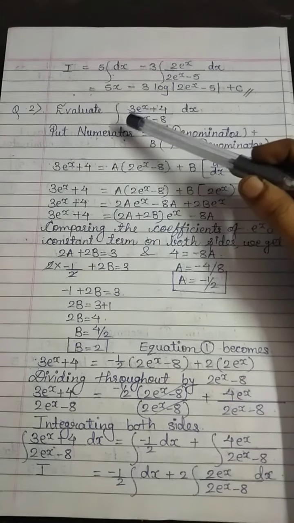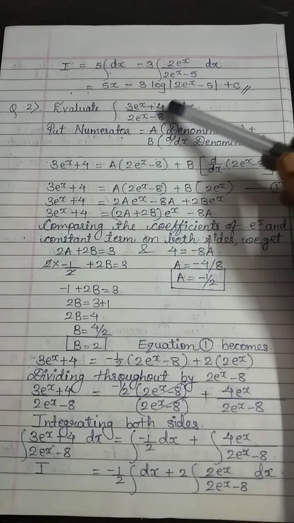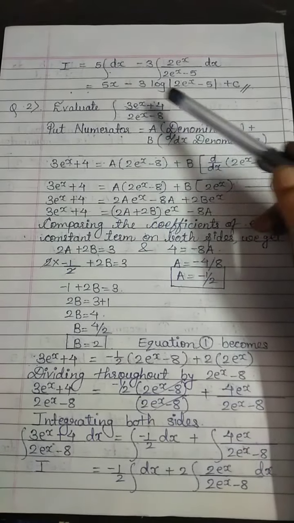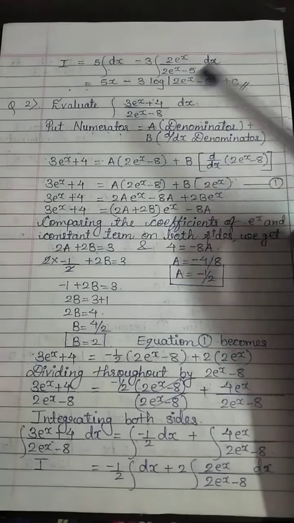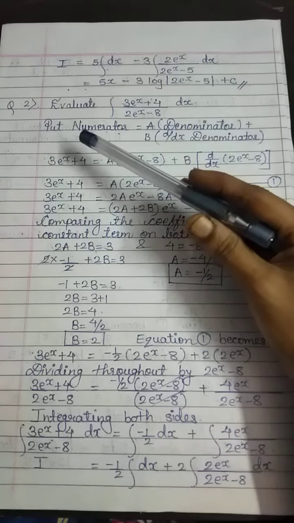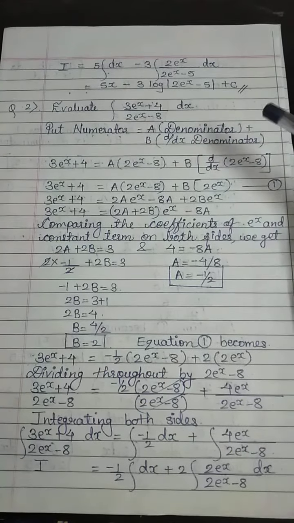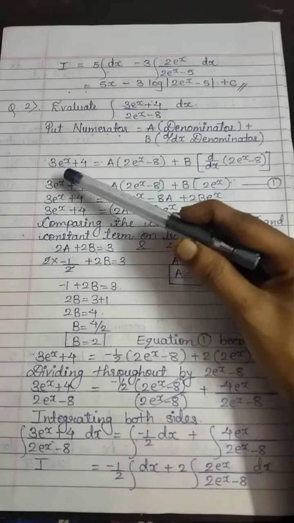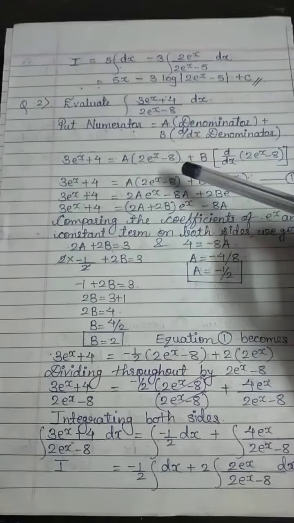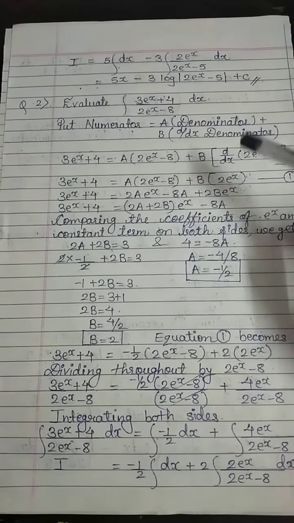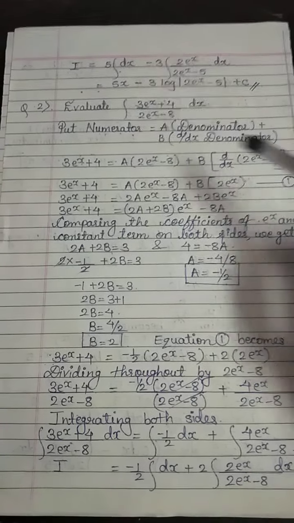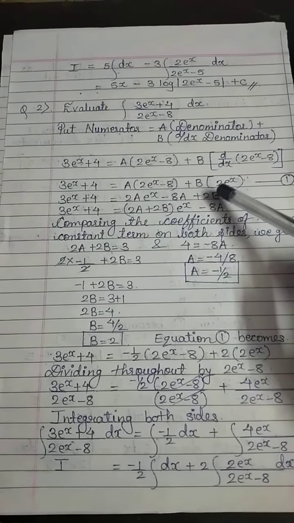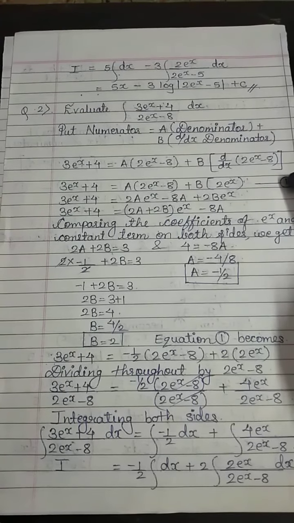Now question number 2: evaluate integration of (3 e raised to x plus 4) upon (2 e raised to x minus 8) dx. If we observe the given question, this is also the same type. So by using the same procedure, numerator is equal to a into denominator plus b into derivative of denominator. Substituting the values, 3 e raised to x plus 4 is equal to a into (2 e raised to x minus 8) plus b into the derivative of 2 e raised to x minus 8. Keeping the first term as it is and differentiating this, we get 2 e raised to x. We call this equation number 1.